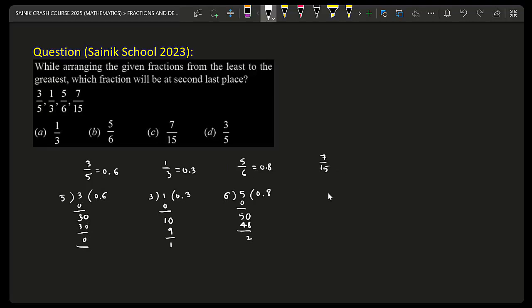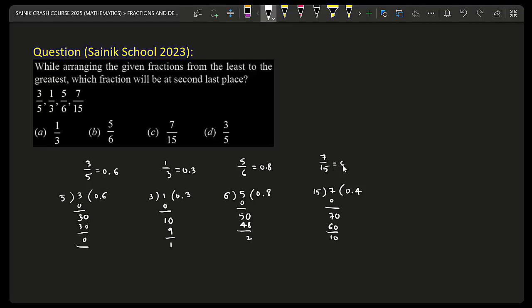Then next one, what do I have to do? Sir, 7 divided by 15. Yes, very good. 7 divided by 15. So the quotient, sir, is 0. 15 into 0 is 0, remainder 7. Then put the decimal point, 0. Then 15 into 70: 4 fifteens are 60 and the remainder is 10.